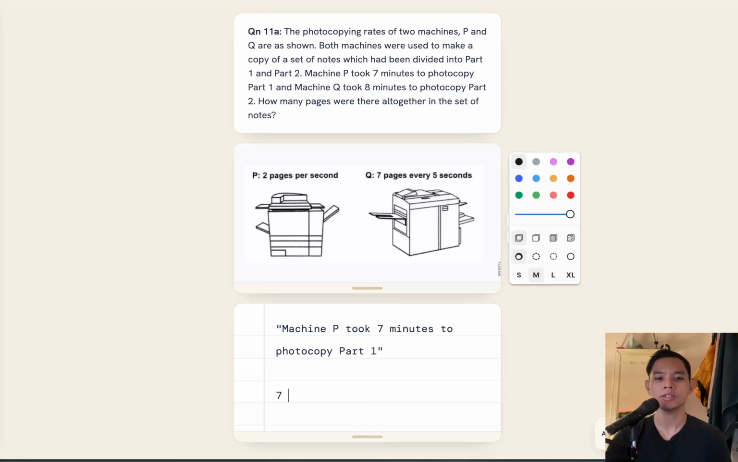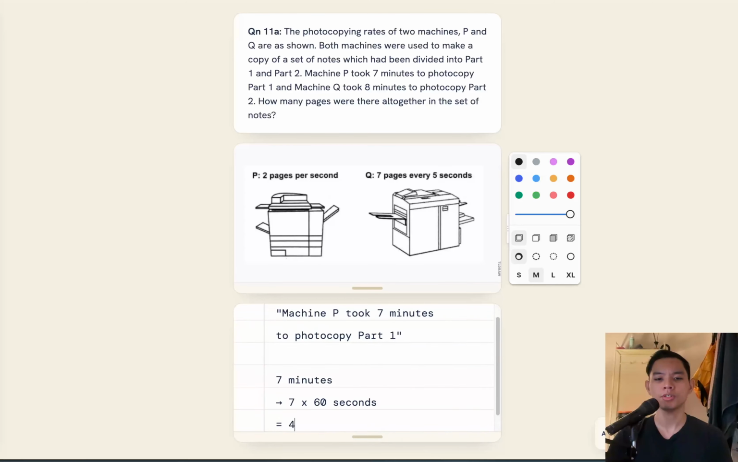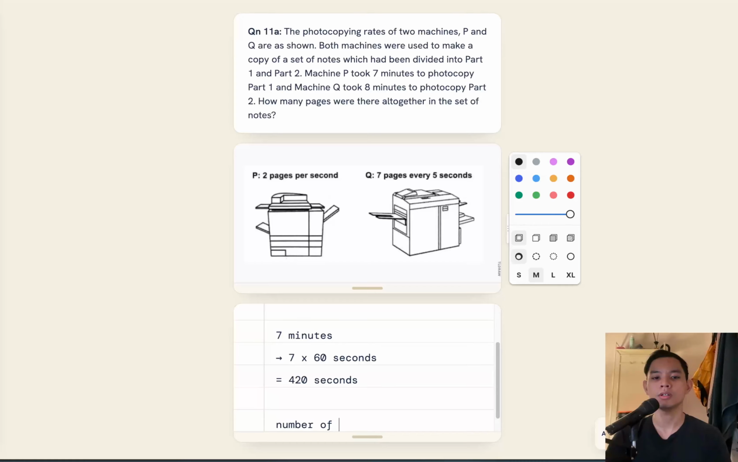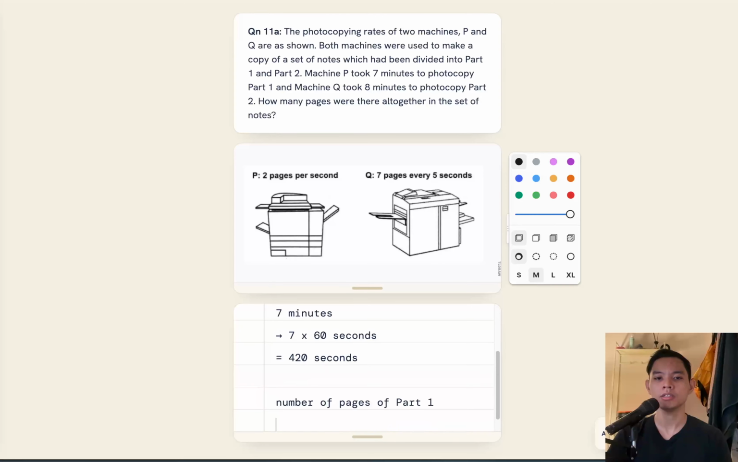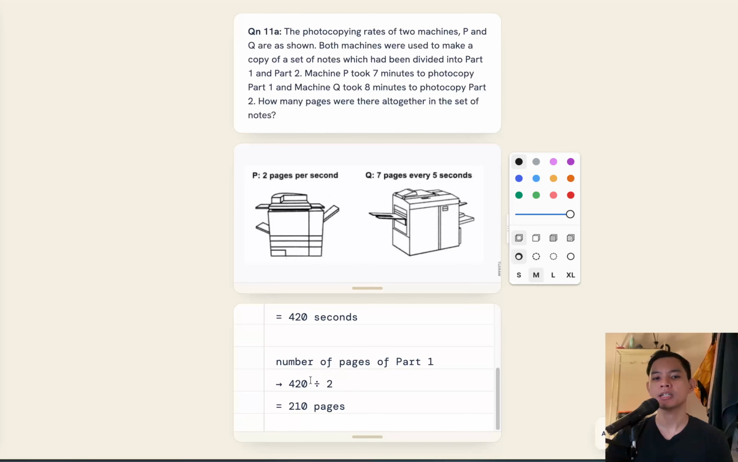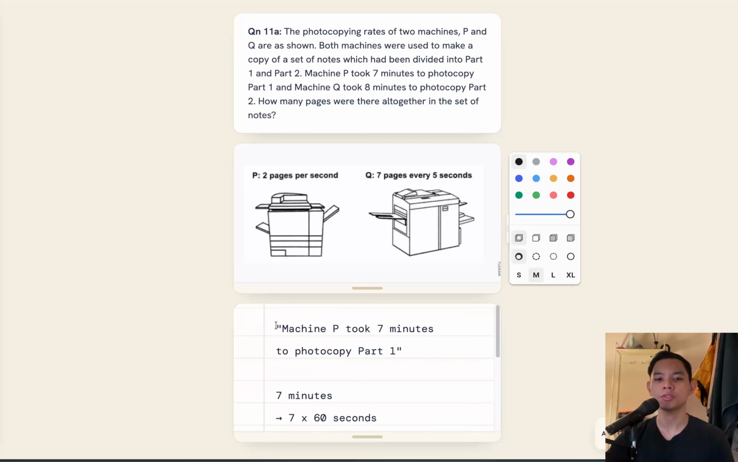So let's convert 7 minutes to seconds. In this case, it is 7 times 60 seconds, which is equal to 420 seconds. The number of pages of part 1 will then be equal to 420 divided by 2. Sorry, it's per second, so it's actually 420 times 2, which is 840. Right, so let's move on to the next part, which is part 2.